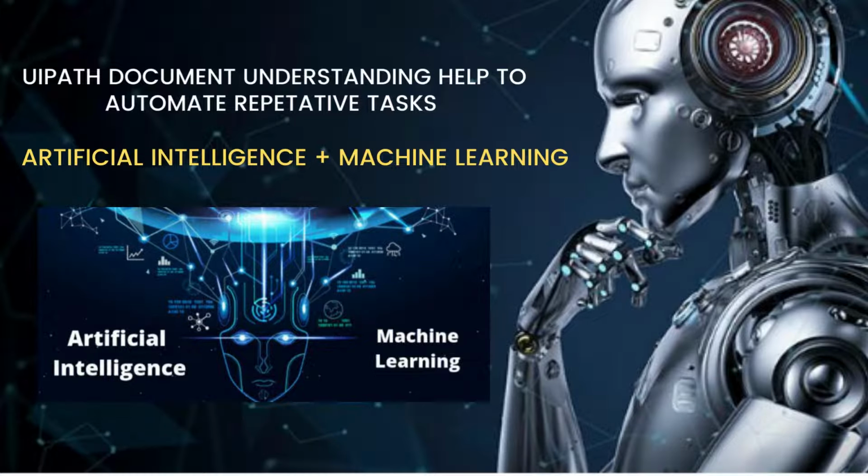This is a combination of artificial intelligence and machine learning. UiPath has its own component which is used as a collection of artificial intelligence and machine learning. It's a very easy process. Once we learn that, it's very easy to handle any kind of data, like semi-structured documents, structured documents, and unstructured documents. So this is the main use of UiPath Document Understanding.